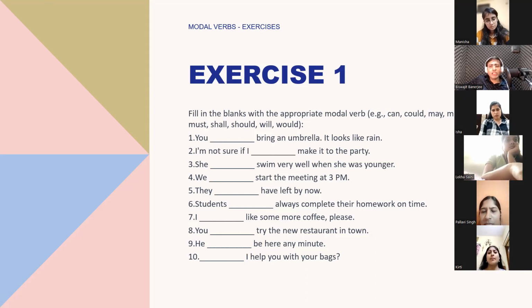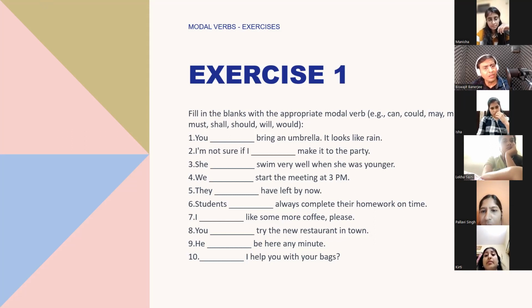Okay. Manisha, you dash bring an umbrella. It looks like rain. You must bring an umbrella. It looks like rain. Correct. You can also say you may bring an umbrella. It looks like rain. You could bring an umbrella. You can bring an umbrella. All will fit correctly into the context, right? Okay. Moving on. You are correct, Manisha.